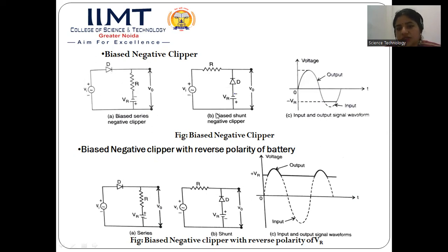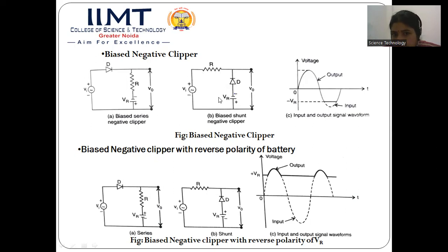Next is a biased shunt negative clipper. Again, we have applied this battery VR potential across the diode D. During the positive half cycle of the input, this diode, as n is connected to positive, will be reverse bias, and as per VR, this diode is reverse bias. So we will always be getting the output across this positive half cycle.